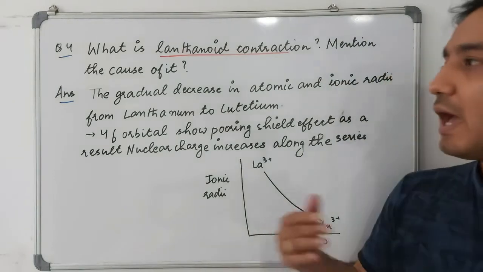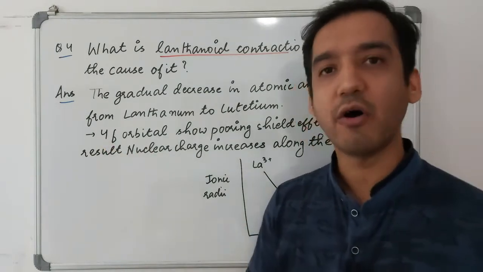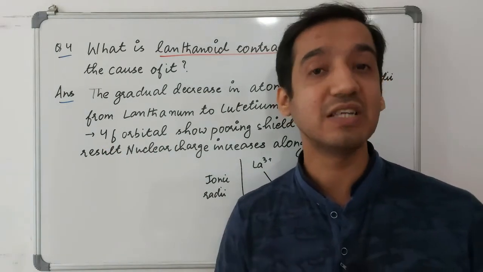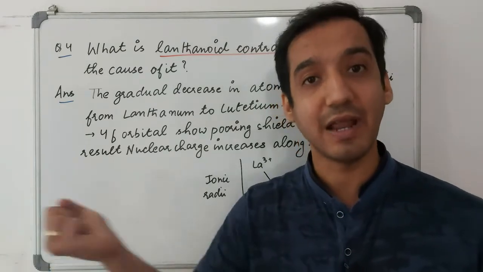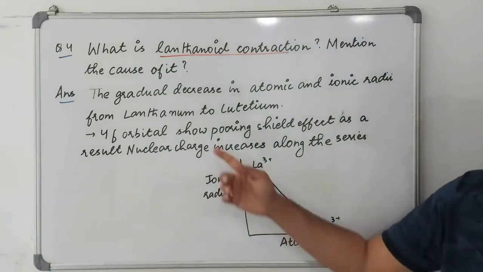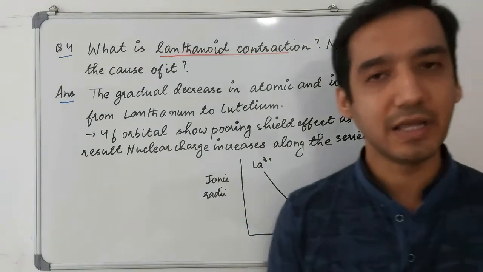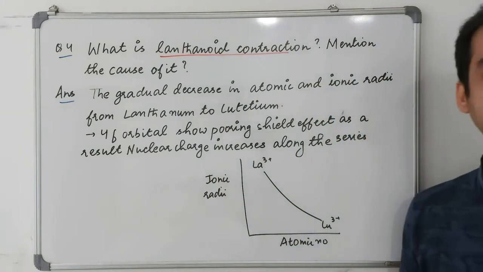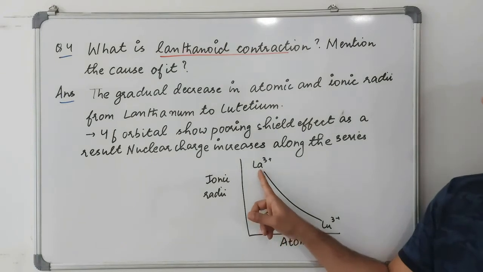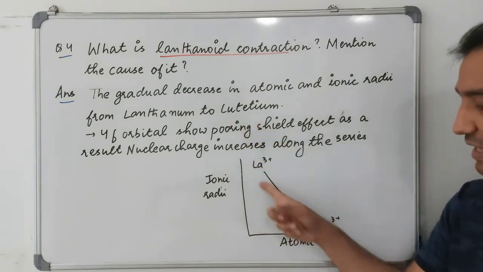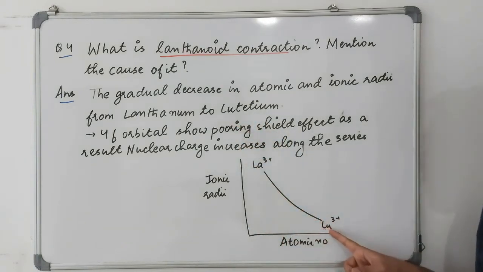So what is happening? As the filling of the 4f orbital increases, nuclear charge increases and it will attract electrons toward itself. As nuclear charge increases across the series, size will decrease. So this is the diagram. You don't have to remember the diagram, just remember that from lanthanum there is suddenly a large decrease in the size to lutetium.